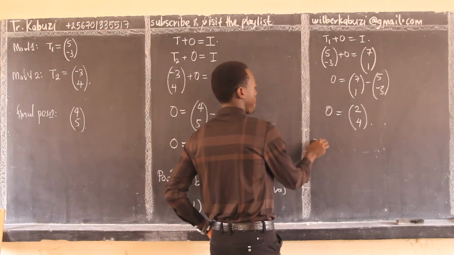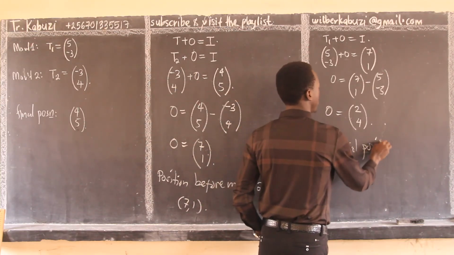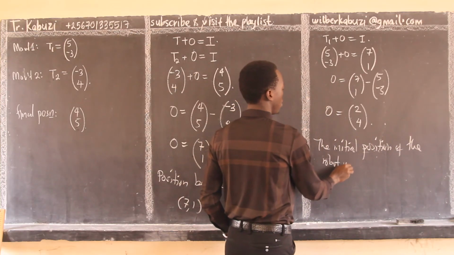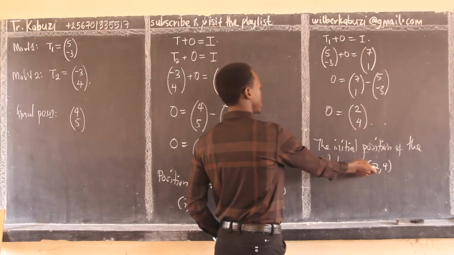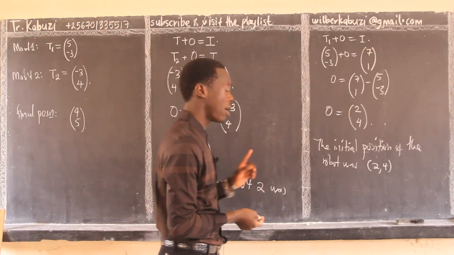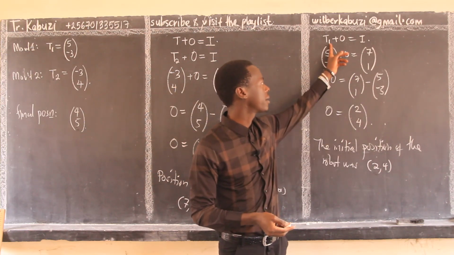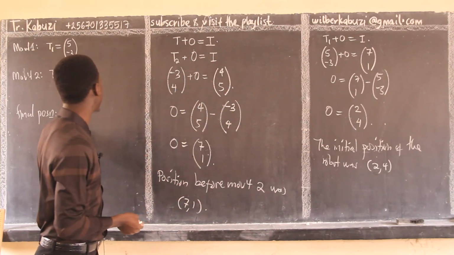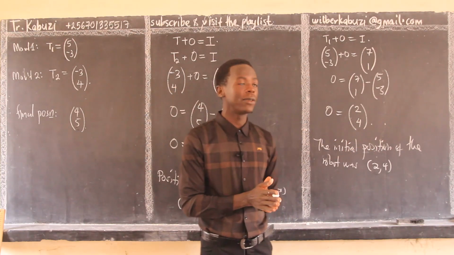So meaning, therefore, the initial position of the robot was (2, 4), writing this as a point from the column or position vector of our object. So our robot starts at this position, then when you give it translation 1, you come to this position, and when you give it translation 2, you come to our final position (4, 5). So our robot was initially at this. So that's how we do that.